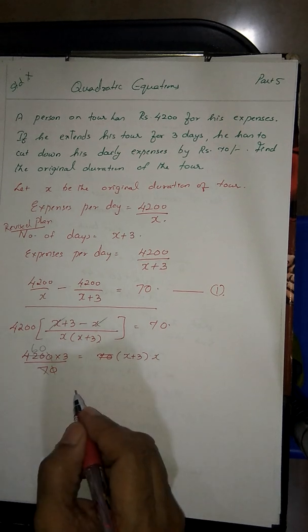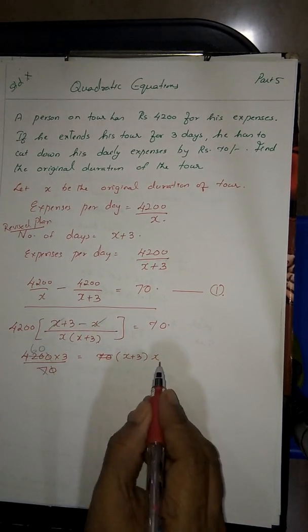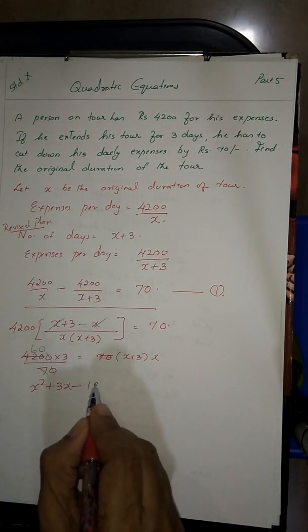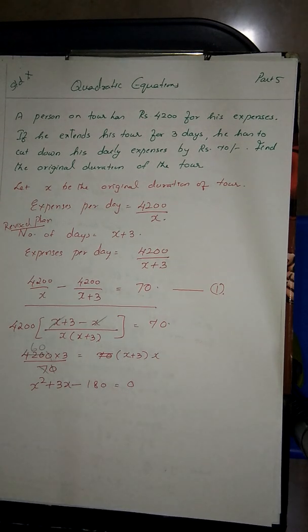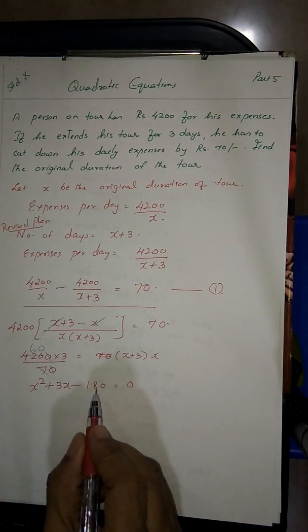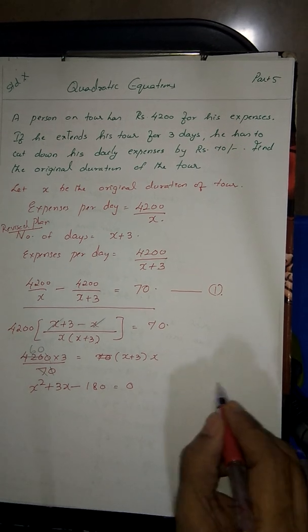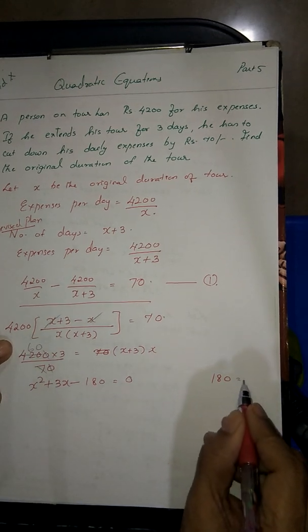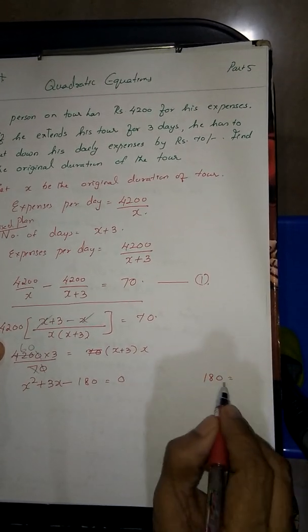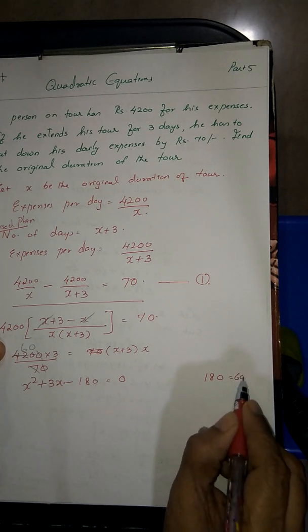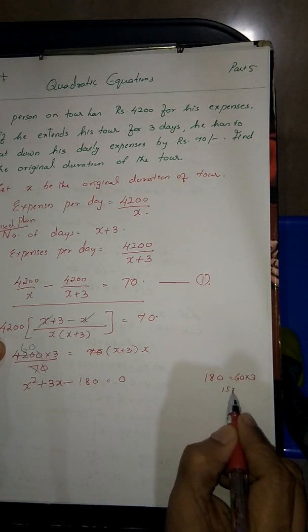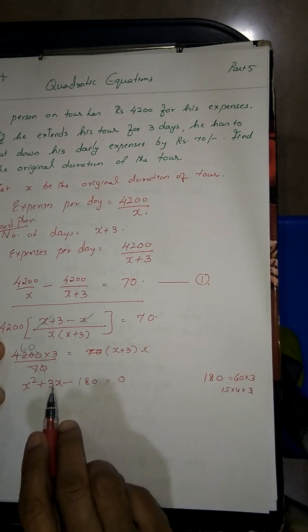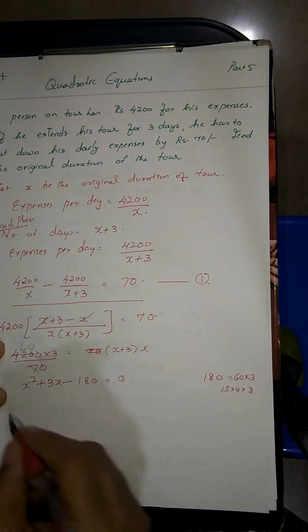So you have 180. So x squared plus 3x is equal to 180. So x squared plus 3x minus 180 is equal to 0. Now we will factorize 180. So 180 can be written as 60 into 3. Then we'll do this as 15 into 4 into 3. So 15 into 12. Yes, 15 and 12. The difference of 15 and 12 will be 3. So you can use that.